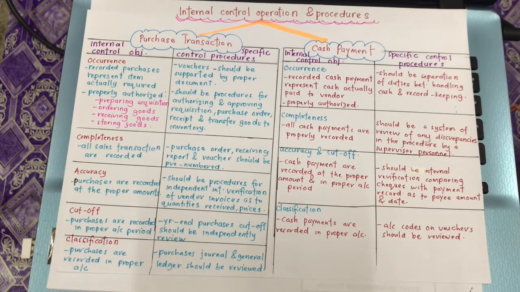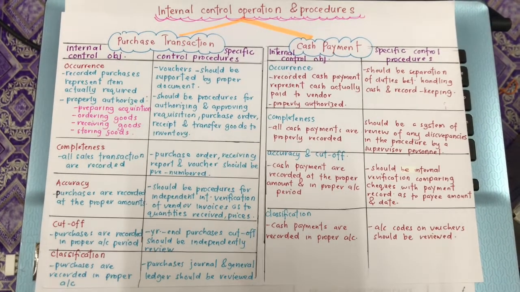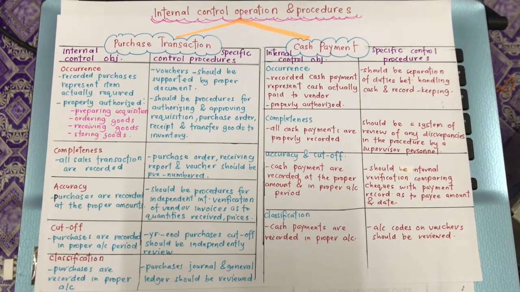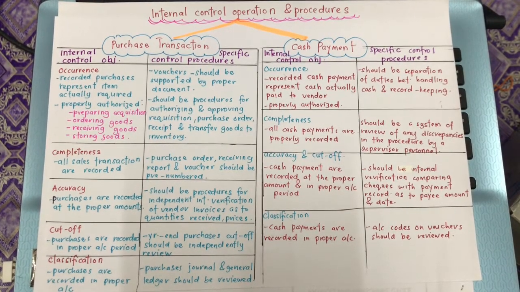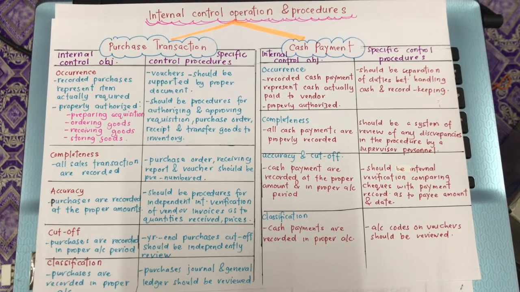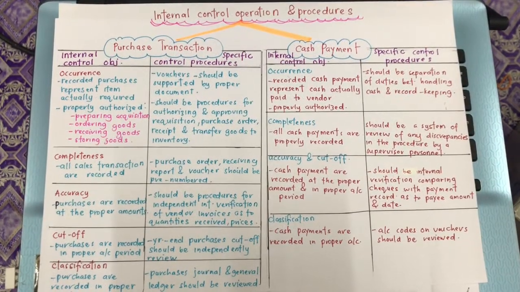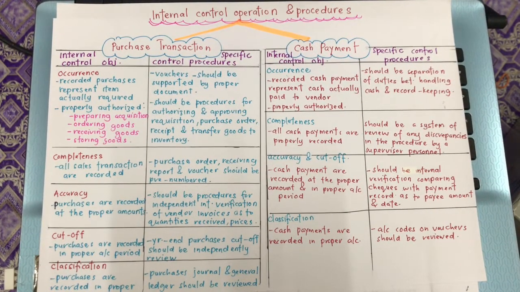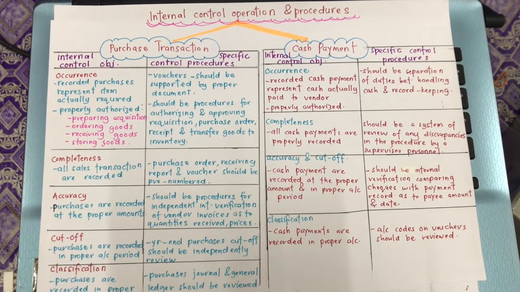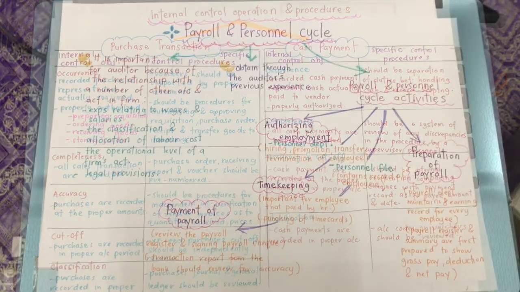Accuracy and cut-off internal control objective is that cash payments are recorded at the proper amount and in the proper accounting period. For specific control procedures, there should be internal verification comparing checks with payment records as to payee, amounts, and date. Classification internal control objective is that cash payments are recorded in proper accounts. For specific control procedures, the account code on the voucher should be reviewed.